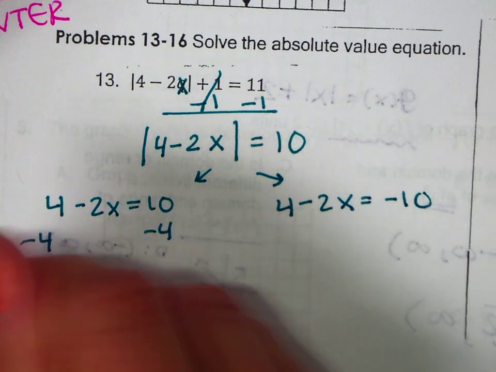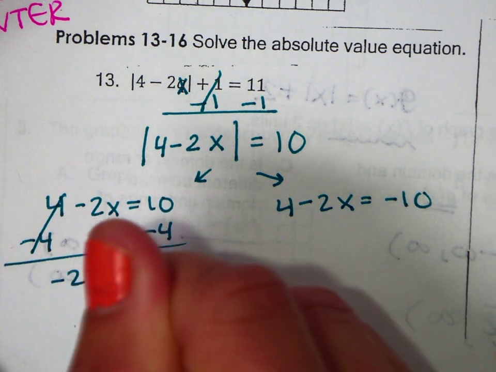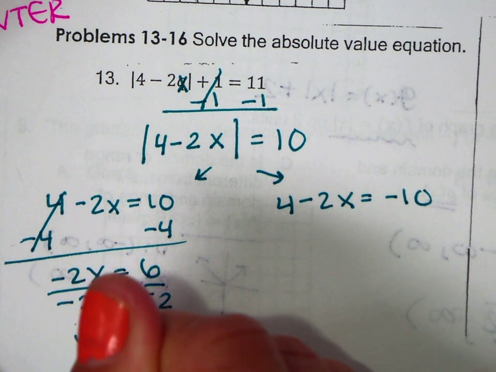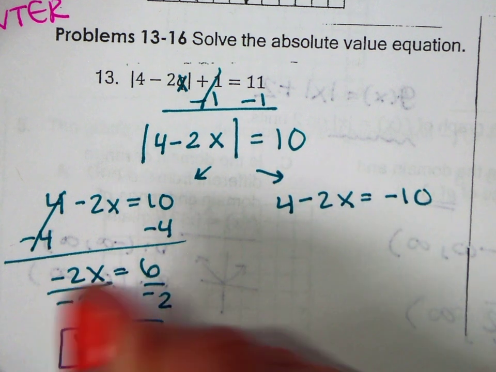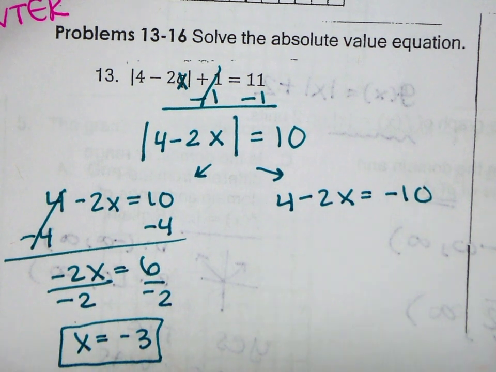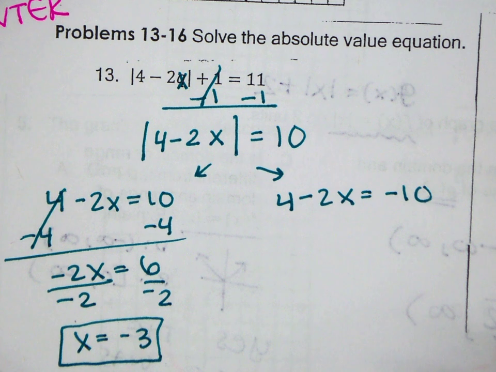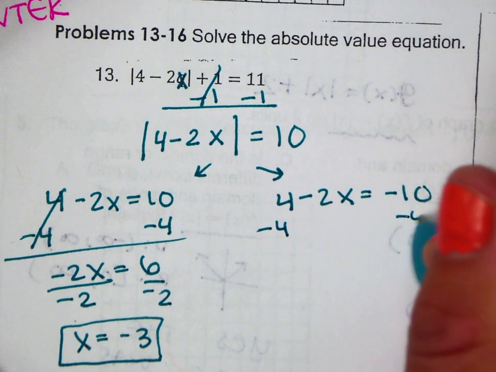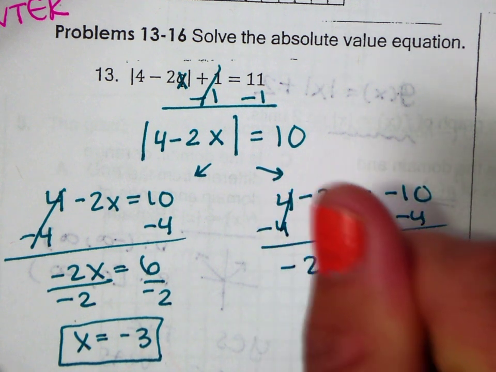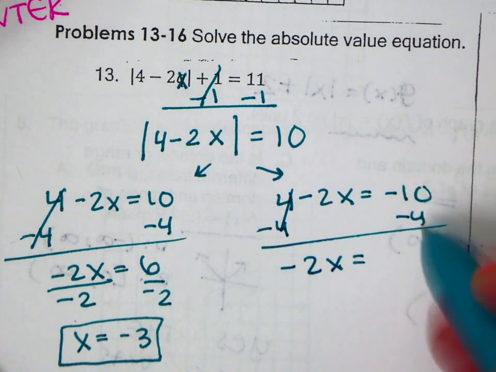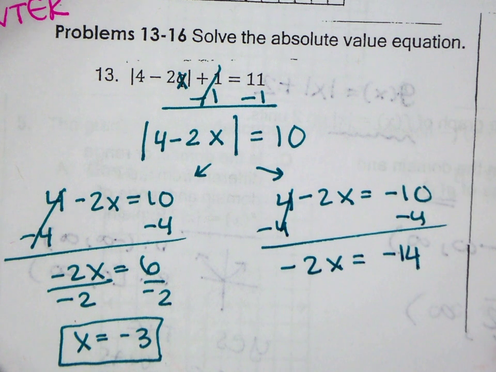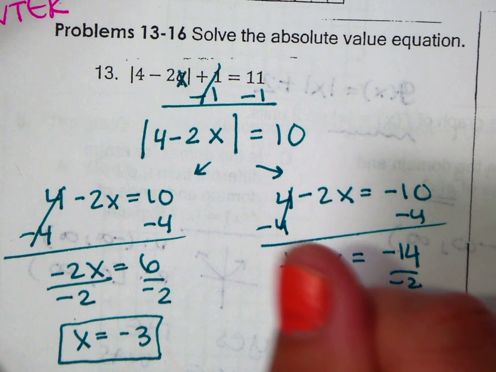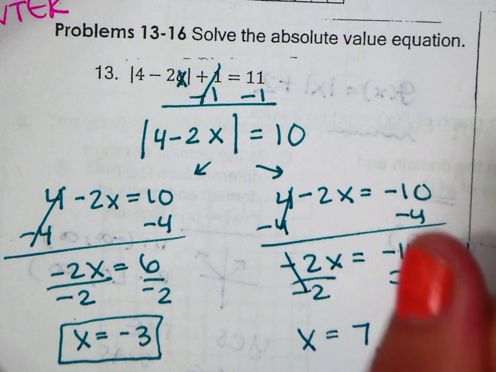Minus 4, negative 2x equals 6. Divide by negative 2, divide by negative 2, x equals negative 3. That's one of your answers. You're going to do the same steps on the other side, but you'll get different numbers because of the sign change. So we're still going to minus 4. So negative 10 minus 4 is going to be negative 14. And then we're still going to divide by negative 2. And so that's going to give you 7.